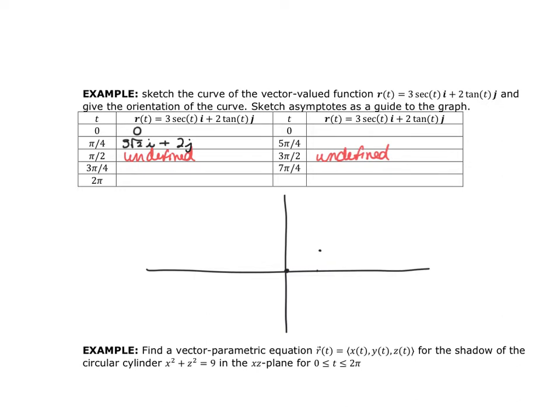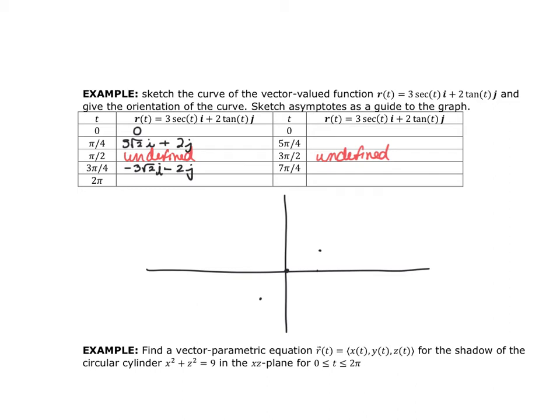And then we're going to look at 3 pi over 4. So secant is negative in that quadrant. So we're in quadrant number 2. Secant is negative, so this will be negative 3 square root of 2. And then tangent at 3 pi over 4 is also negative, so it'd be minus 2j. And so it's going to look something like down here.